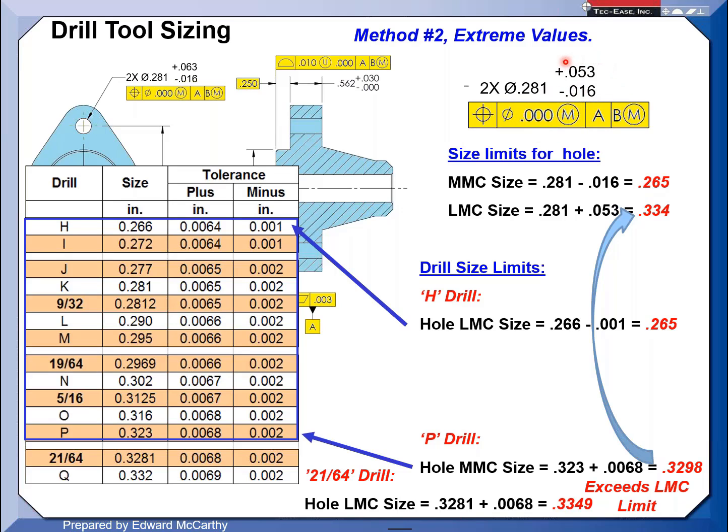Where does the tolerance come from? It gives you more freedom, not less. Zero gives you more tolerance. You're allowing them to go all the way down. If they choose to go all the way down and make the hole at MMC, it will have to be really accurately located. So don't make the hole at the 265 size. You can make it a little bit bigger.